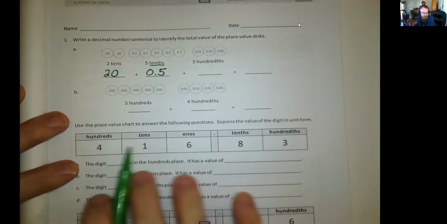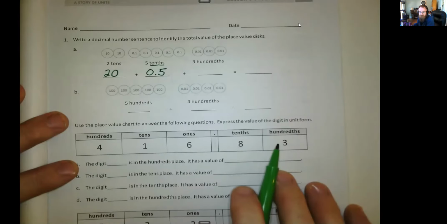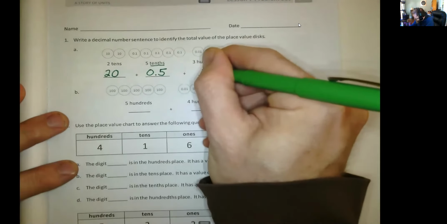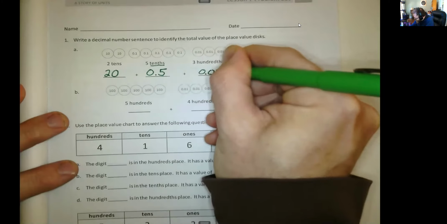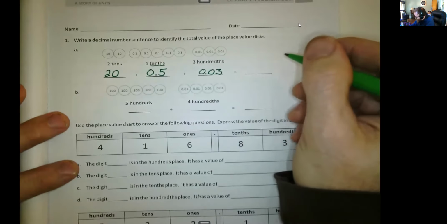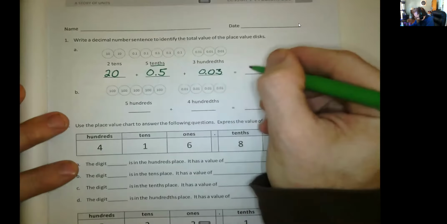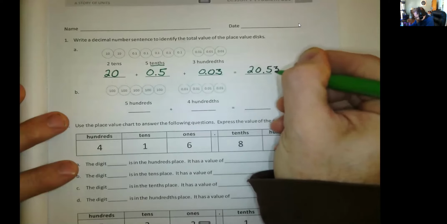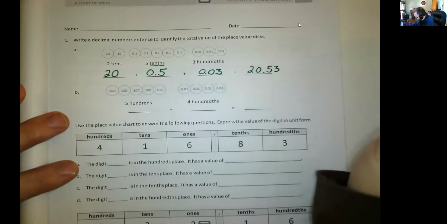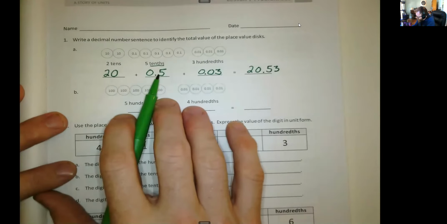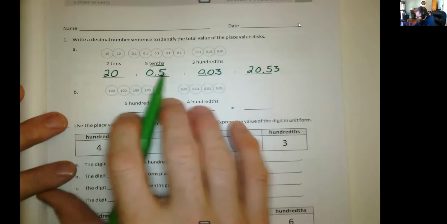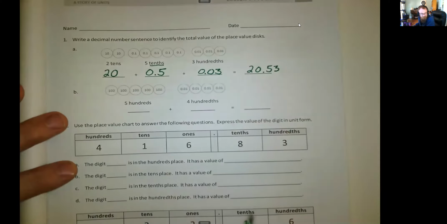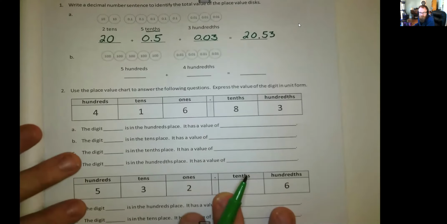We're going to look more closely at place value in a place value chart when we get a little bit lower. 3 hundredths, that's 0.03. And we can write that when we add them all together as 20 and 53 hundredths, because 5 tenths is the same as 50 hundredths. So when we add that to 3 hundredths, we get 53 hundredths. I'm going to keep right on going with our problem set. Let's look at number 2.